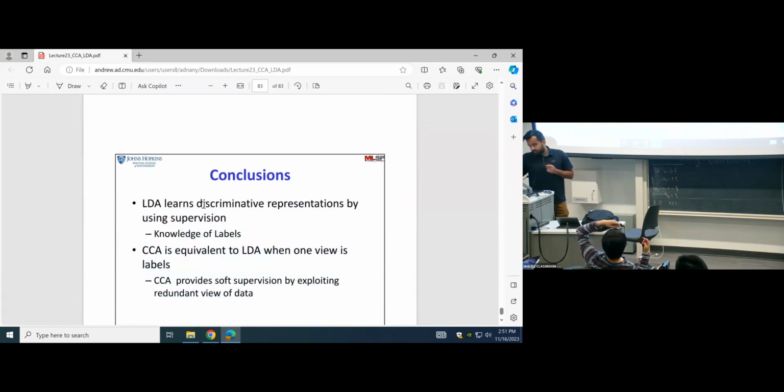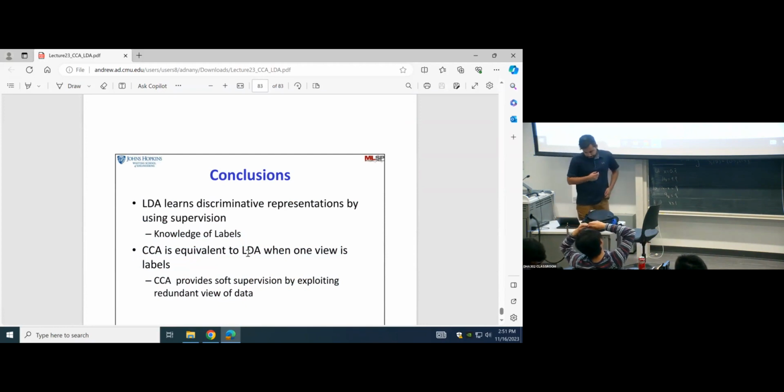LDA learns discriminative representations via supervision, and CCA and LDA are the same when we're dealing with labels. So yeah.